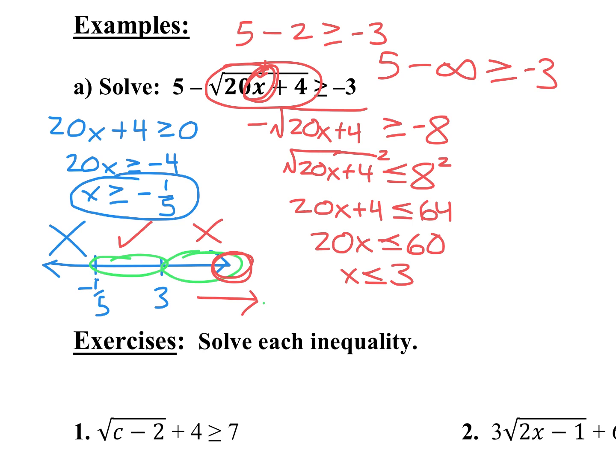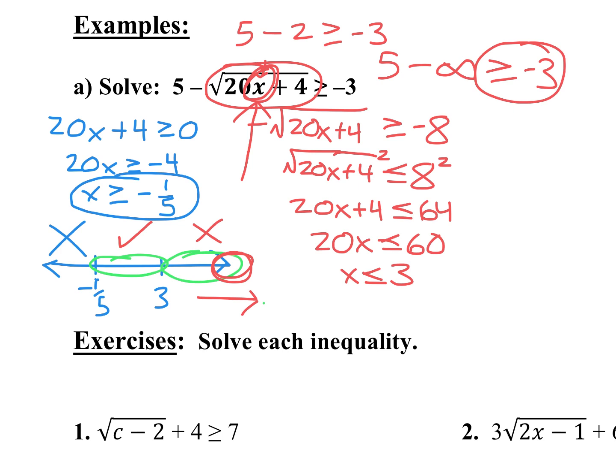All right, so if you're not comfortable with doing that, plug in a big number like, let's say we plug in 5. So if I plug in 5 right there, I end up with 5 minus the square root of 104, and you should know that the square root of 104 is bigger than 10. So 5 minus 10 point something, that is not bigger than -3.